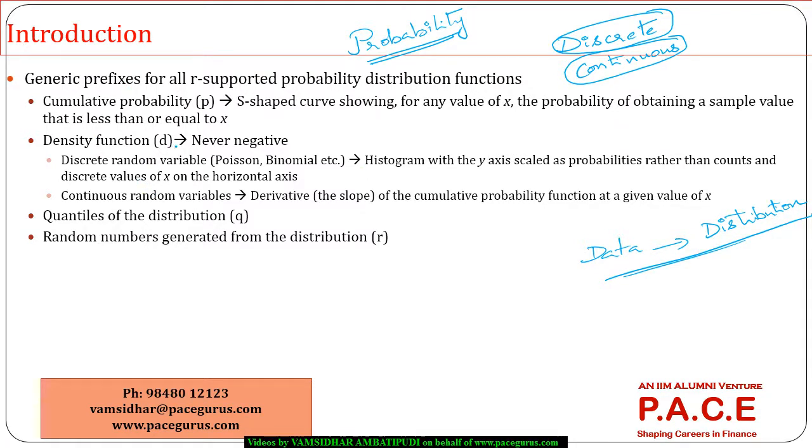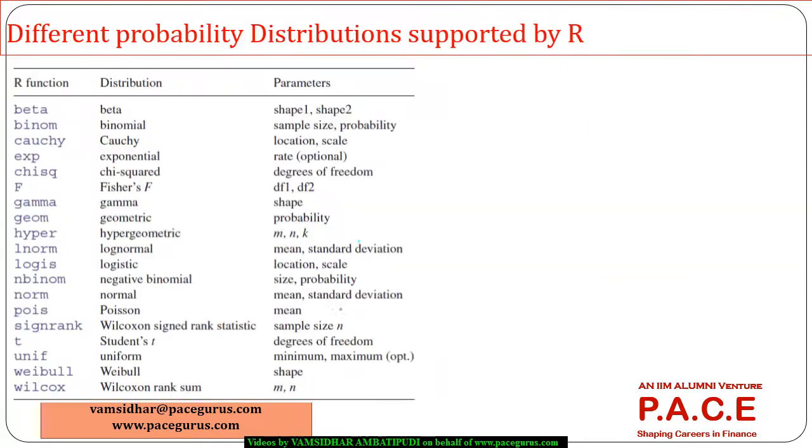Now, in R, there are a good number of distributions that R is supporting. A beta distribution, this is a list of both continuous as well as discrete. Beta is a continuous distribution. Binomial is a discrete distribution. Cauchy is again continuous. Exponential is continuous. Chi-squared is continuous. F is continuous. Gamma is continuous.